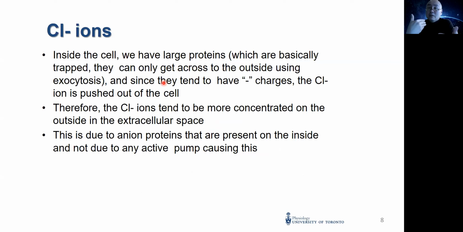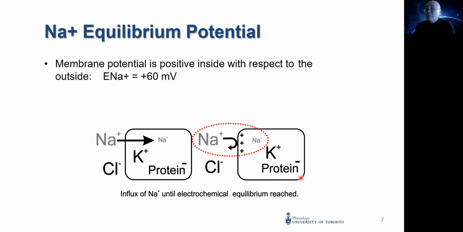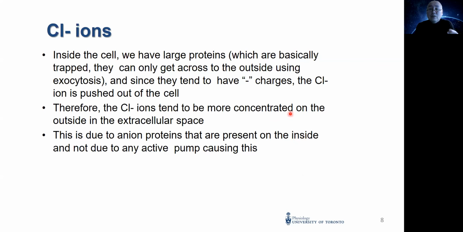The other ion that we had in that Goldman equation is the chloride ion, and inside the cell we have several large proteins. These are trapped inside the cell. They can only get across to the outside using exocytosis. And since they tend to have negative charges associated with them, and that was on that previous slide, and apologies, I'm going to go back. We have these negatively charged protein molecules trapped inside the cell. They can only get out through exocytosis. The chloride ion actually wants to get pushed out of the cell, and as a result, because chloride tends to be repelled by the negatively charged protein molecules, the chloride ions tend to be more concentrated outside of the cell than they are inside of the cell. And again, this is primarily due to these anion proteins that exist inside of the cell, and it's not because of any active pump. Active pumps generally work to move sodium and potassium, or cations, positively charged molecules only.